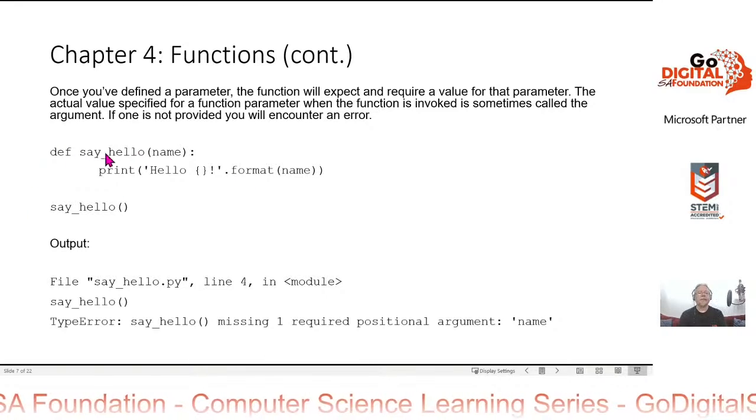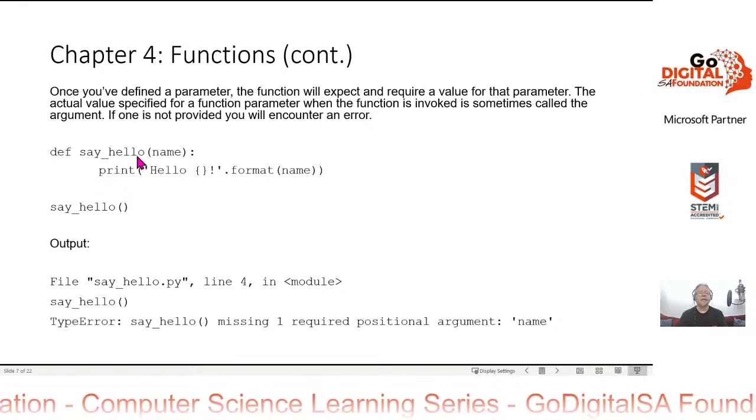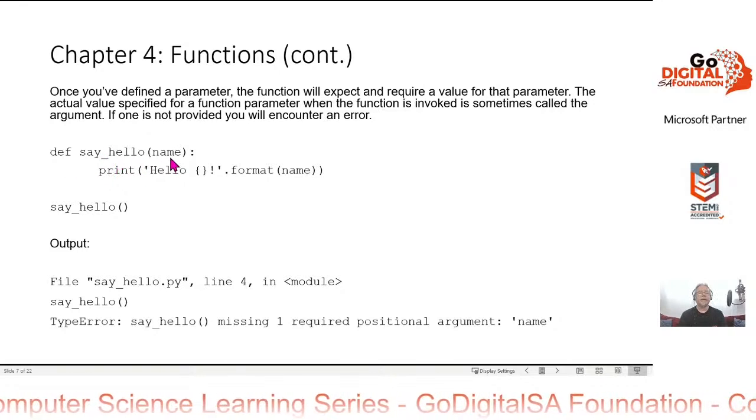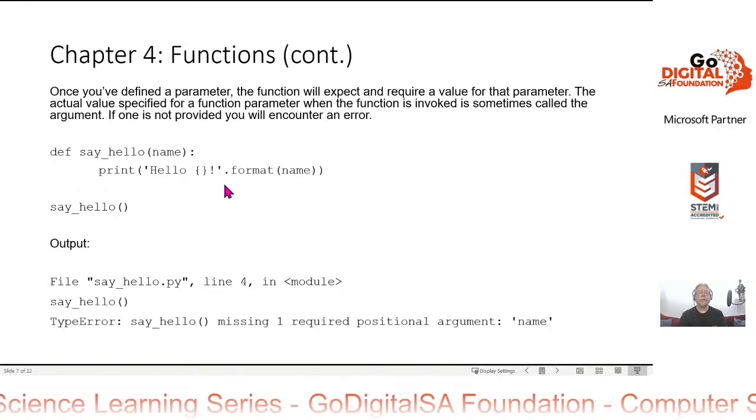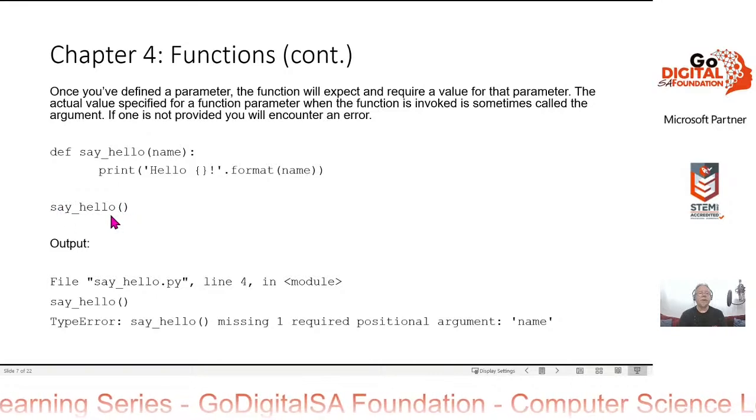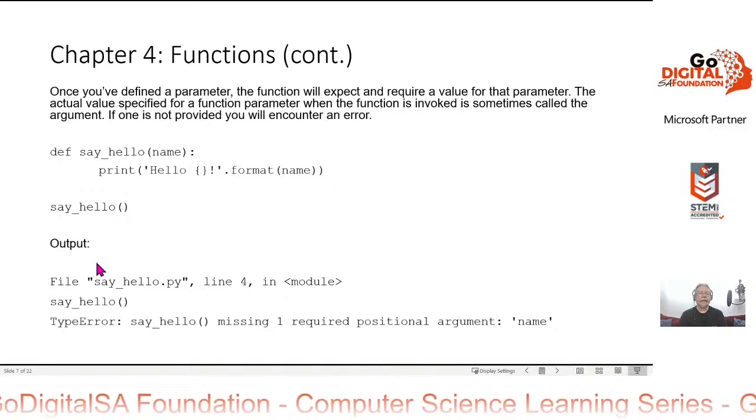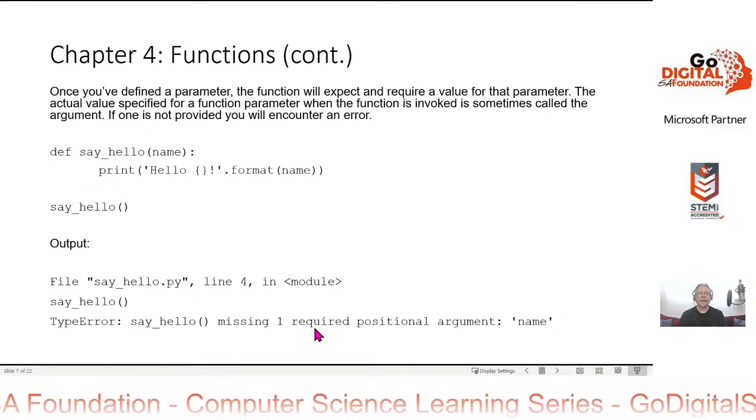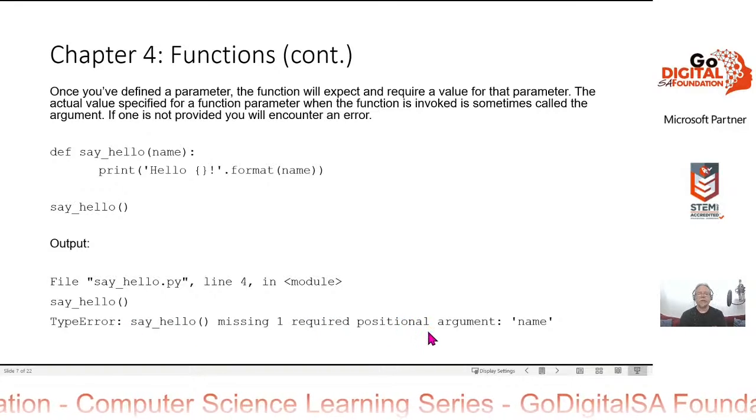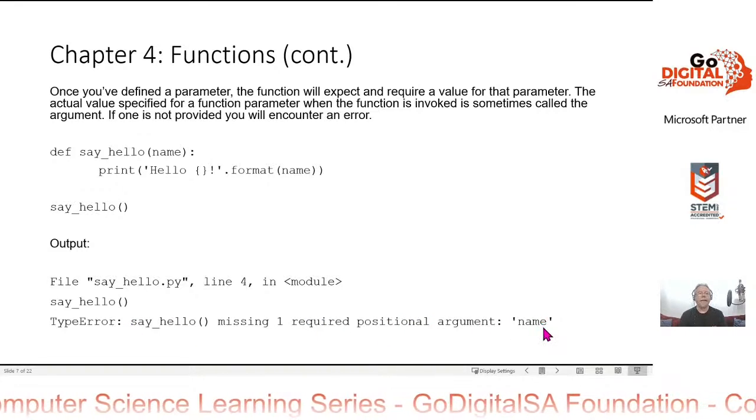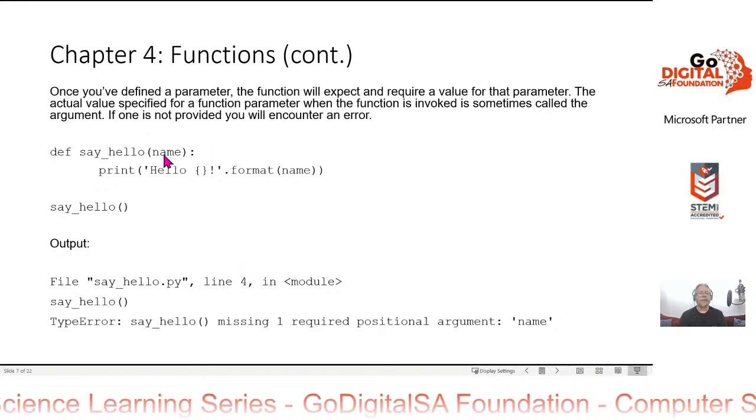Okay, so here we've got our same function. We define say hello with a name for the parameter. And then if we call it without specifying the argument, then we get a type error. Say hello is missing one required positional argument, name. Okay, so it's saying that we haven't specified name.